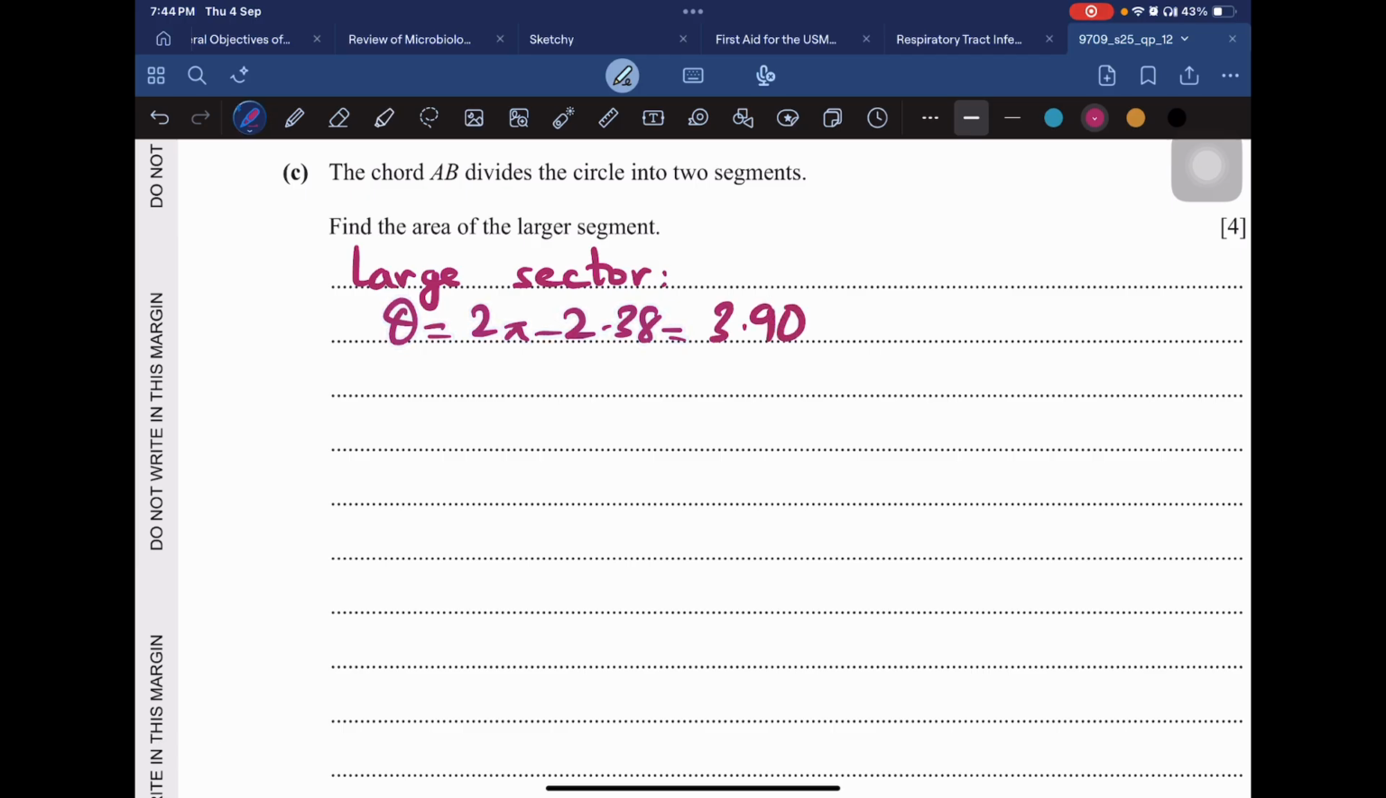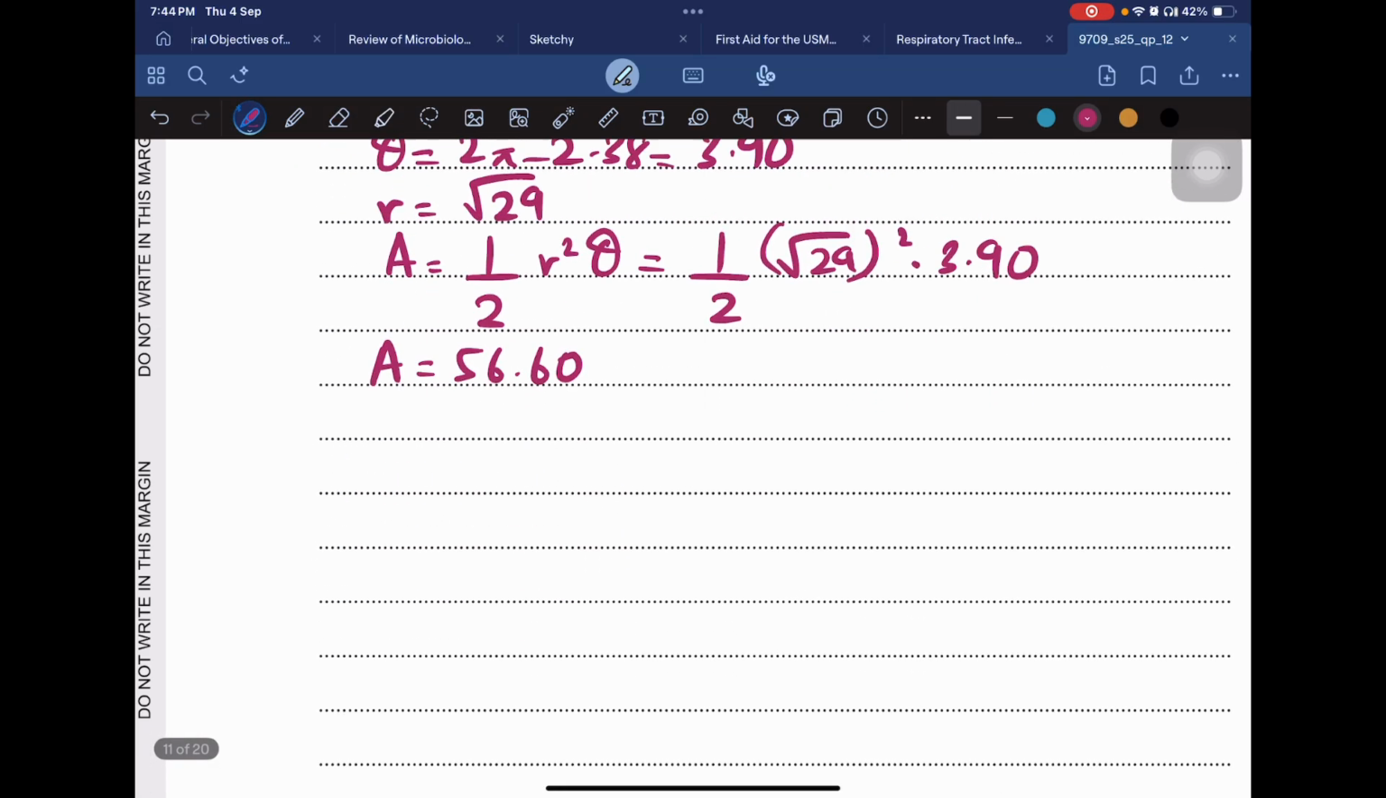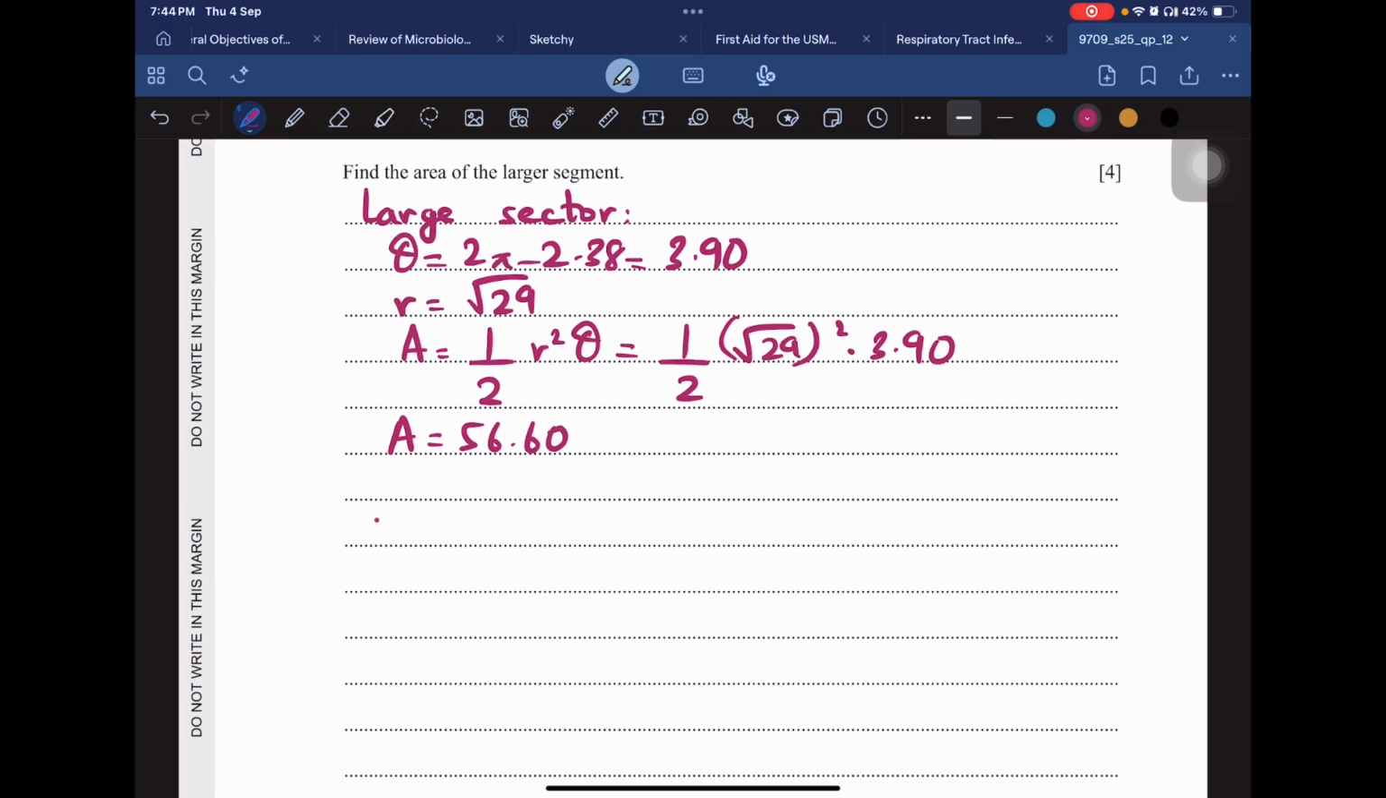Okay. And our radius is root of 29. So area will be half r squared theta, that is half root of 29 squared times 3.90. So area will be half times 29 times 3.90, which is 56.60. Okay, that's the large sector. Now for the triangle.